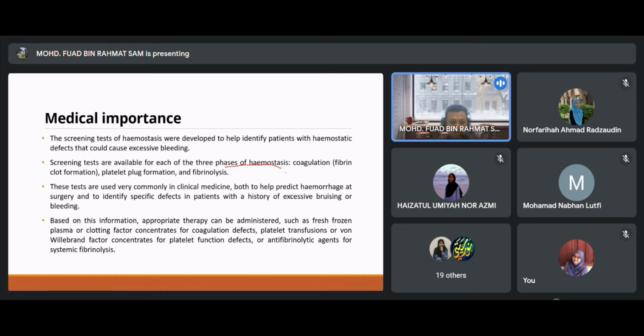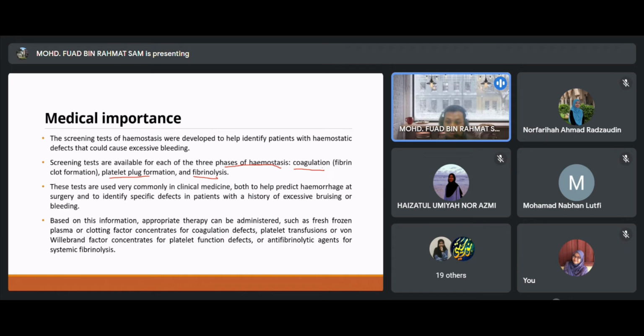Kita dah lihat tadi dari refresh balik semula, involve the coagulation cascade, the platelet plug formation and the fibrinolysis. So each of these phases of hemostasis ada screening tests that will be involved. And these tests are used very commonly in clinical medicine, both to help predict hemorrhage at surgery and to identify specific defects in patients with a history of excessive bruising or bleeding.